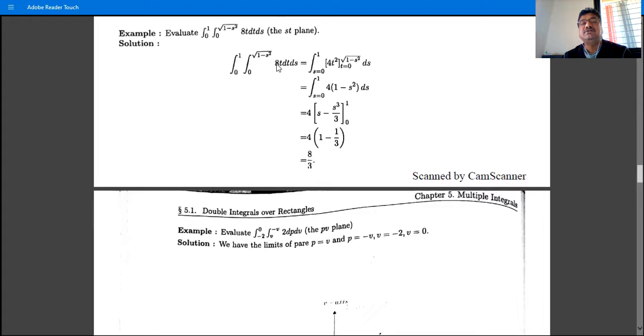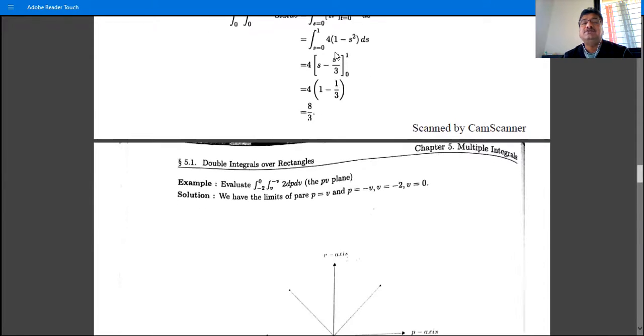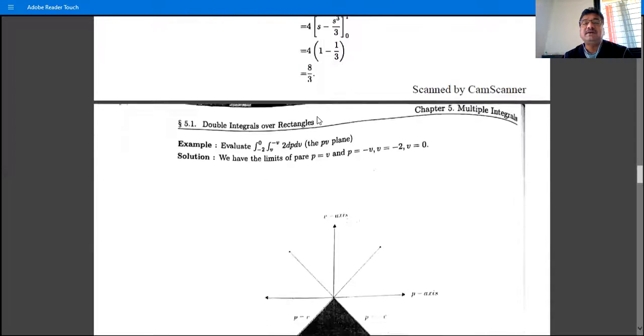So first, the integration of 8 is constant, t integration is t squared by 2, 8 by 2 is 4t squared, upper limit minus lower limit. So substitute t as root 1 minus s squared, so its square is 1 minus s squared, and the value at 0 is 0. And then the integration of 1 is s, the integration of s squared is s cubed by 3 from 0 to 1, value at upper limit minus value at lower limit. So we have the answer 8 by 3.